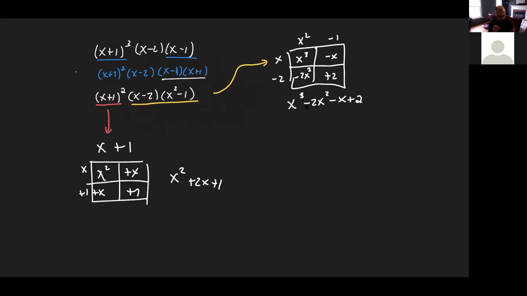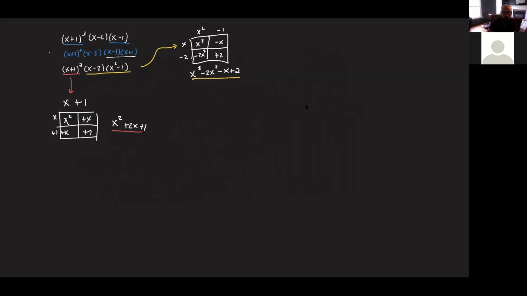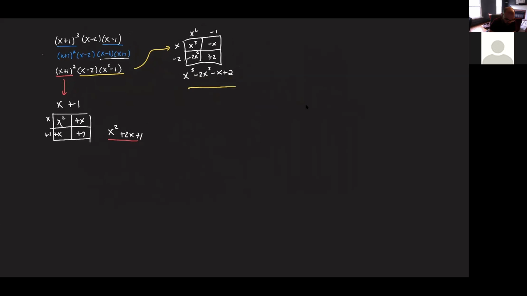So I'm breaking this off into two pieces. As a problem-solving strategy, I'm taking a big problem that I can't do in one step and breaking it down into smaller, more manageable pieces. Tracking the colors, I'm really multiplying the red stuff times the yellow stuff. When this comes back together, we multiply these two together, so let's bring this over here. We're going to have x squared plus 2x plus 1 times x cubed minus 2x squared minus x plus 2.